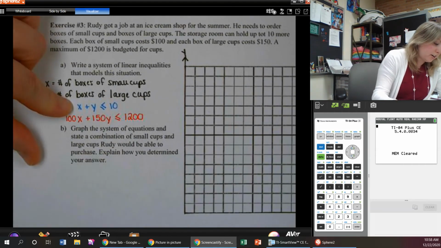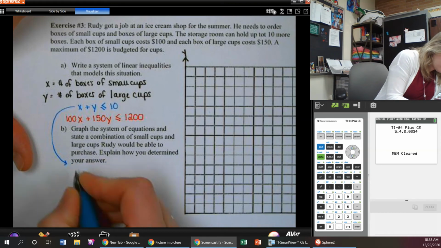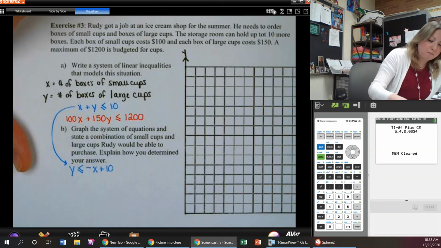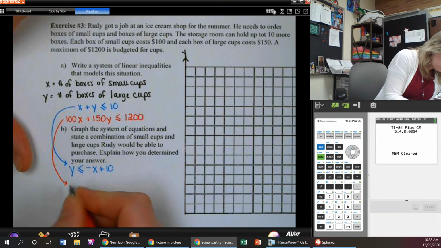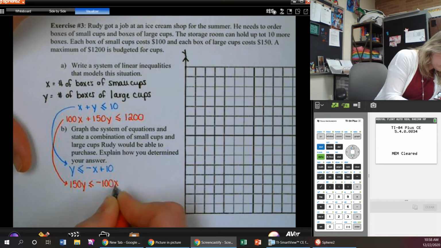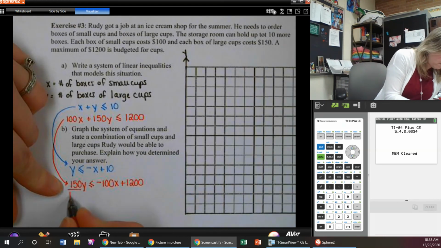So we'll start here with x plus y, and we'll subtract the x over. And so you get y is less than or equal to negative x plus 10. So that's the first one. Here, we're going to start by subtracting the 100x over. So you get 150y is less than or equal to negative 100x plus 1200. But what you have to do to get y all by itself is divide by 150.